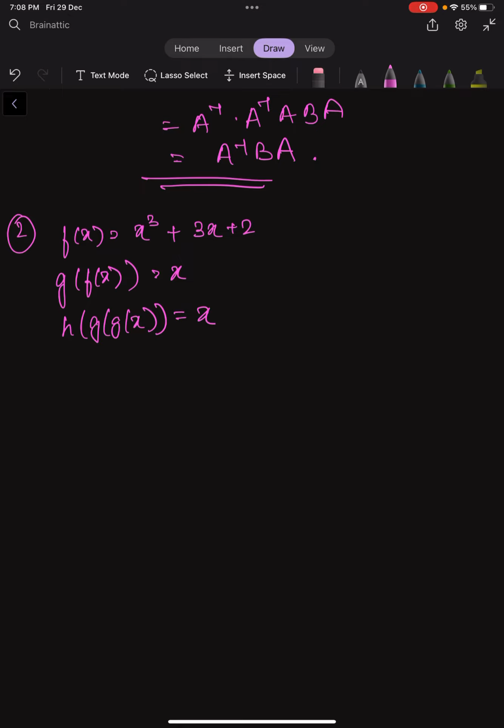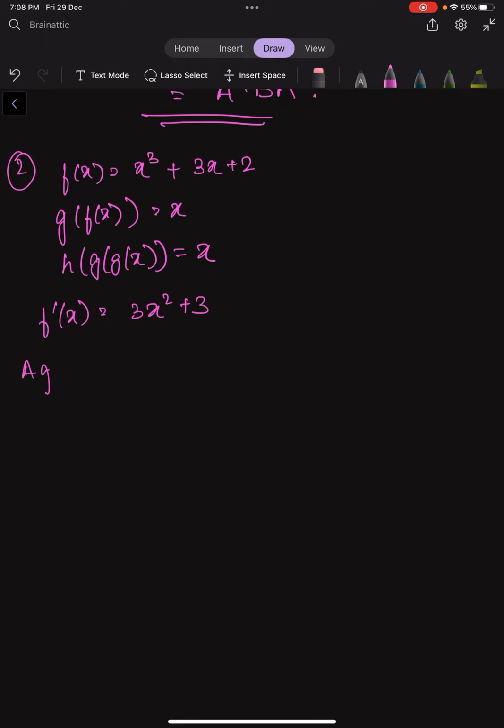So in the second problem we are given that f(x) is equal to x cube plus 3x plus 2, g(f(x)) is equal to x, and h(g(x)) is also equal to x. Since all are differentiable, then f dash x is equal to 3x square plus 3.